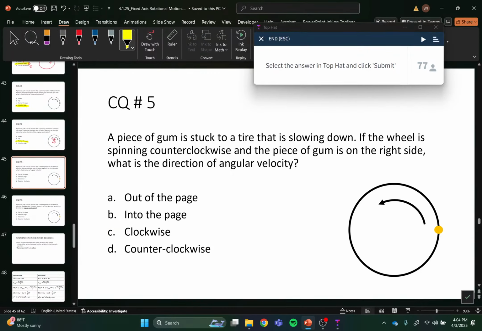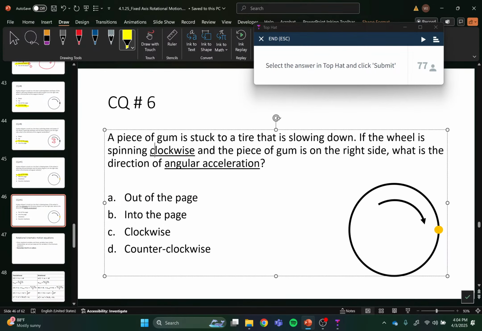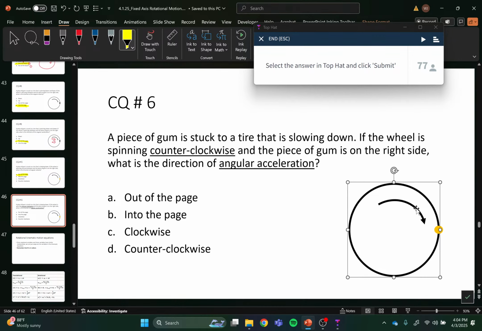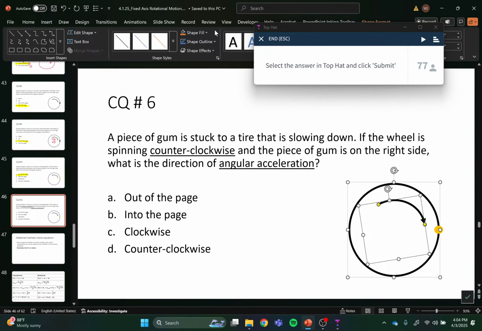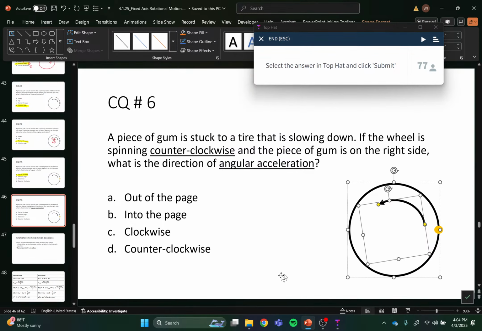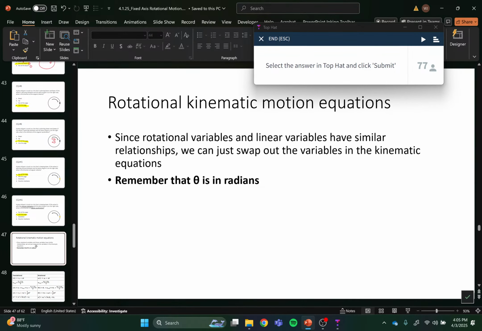These next two, I'm just going to give you all the answers so you can practice these on your own. This one's out of the page. This one I think is the exact same one, so I'll make it different. It's spinning counterclockwise. This is just extra practice in the future. Clockwise. Obviously, it's not spinning counterclockwise, so I'll just fix that super quick. Angular acceleration is going to be into the page. Yep, great. All right, those are just extra practice. Try them on your own.